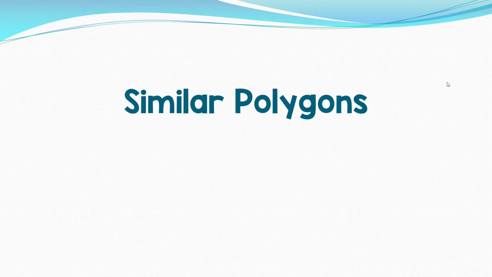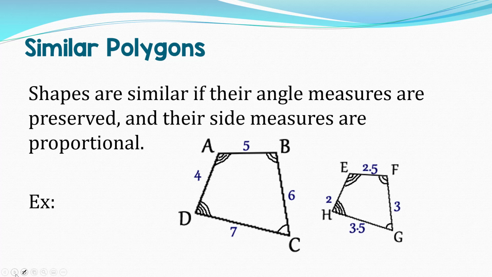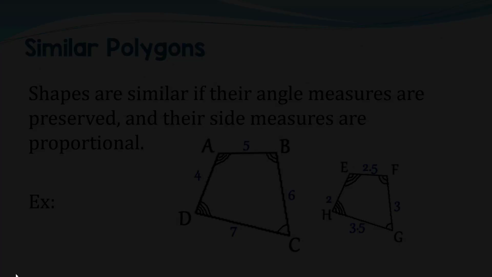All right, let's talk about similar polygons. Shapes that are similar have angle measures that are all congruent to each other, and their side measures are proportional. So here is an example of two similar polygons. You can see one is bigger than the other, but all the angle measures are matching up. So equal angles, but proportional sides.